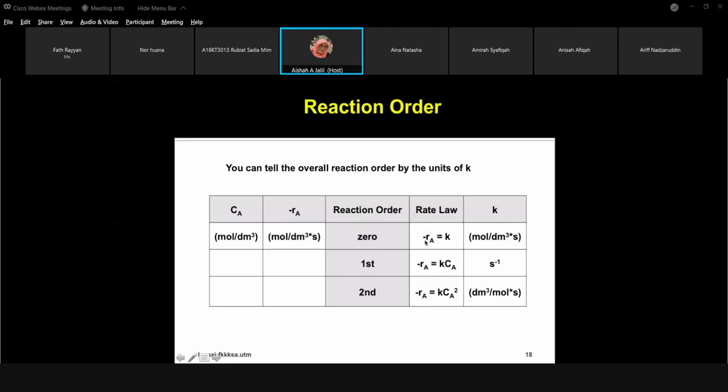Sometimes they give you the rate law like this, so you just directly write the rate law. But sometimes they do not give you this one and this one. They just give you the unit of the k. So from the unit of the k, you can know that this one is for the zero order, and then you can write the rate law. This is for the first order, and then this is for the second order. Be careful. Please remember that one. Don't forget.